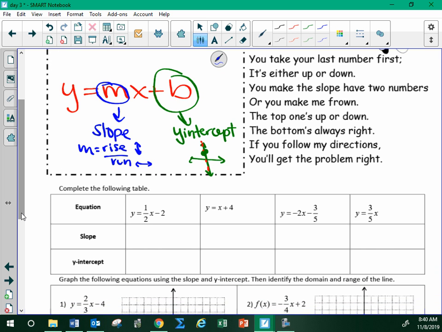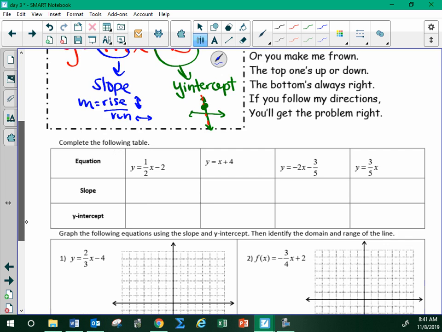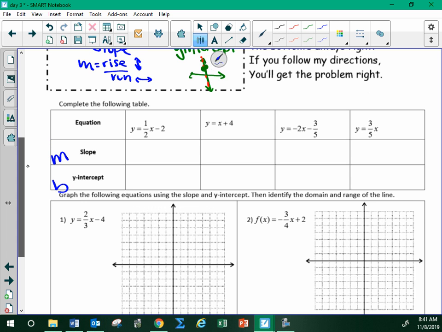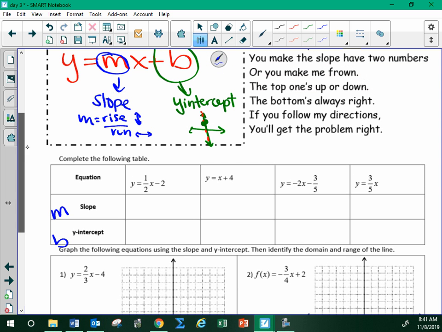Okay, so before we actually start graphing, let's just make sure we can identify our information. So this chart here, we're just simply identifying what is our slope. Our slope is our m, and our y-intercept, which is our b value. Alright, so in my equation, remember it's y equals mx plus b. So m is in front of x, b is our number on the end. So for this first one, my slope is 1/2, and my y-intercept is -2. So right now we're just identifying it from our equation.